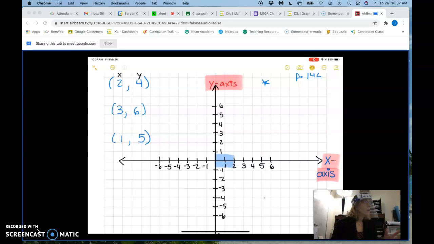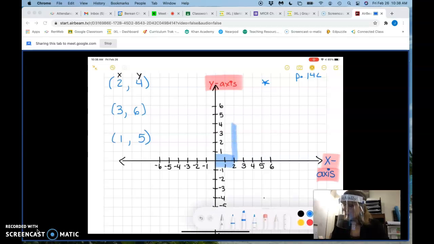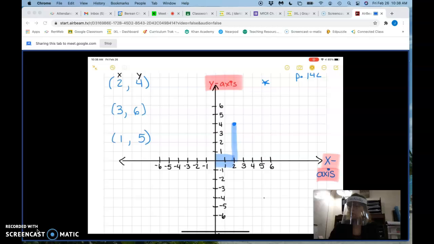But then I have to look at the Y to help me get to the actual point that I'm going to plot. Bella, can you sit your head up? So how many am I going to go for Y? 4. Good, Cameron. And Cameron said I'm going to go up 4. So let's go up 4. And right there is where my point is going to go. And when I put my point, I'm always going to label it with that ordered pair.